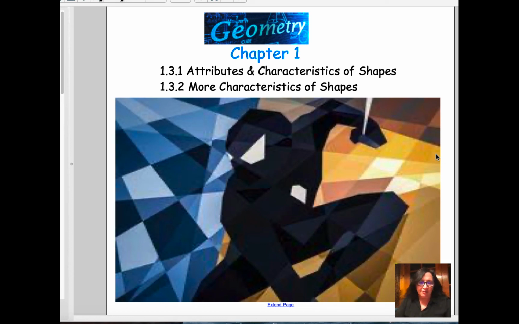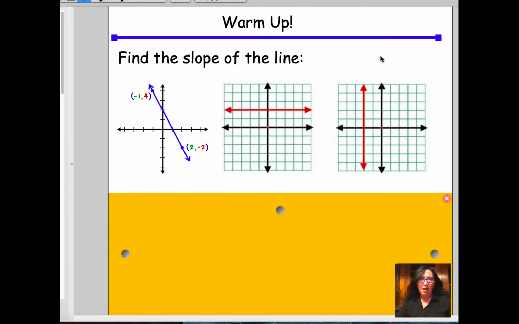Hi everyone, today's lesson is for Geometry CPM students, sections 1.3.1 and 1.3.2, talking about attributes and characteristics of shapes. So let's get started. First we're going to start with a warm-up, and this has to do with slopes. Find the slope of the line.